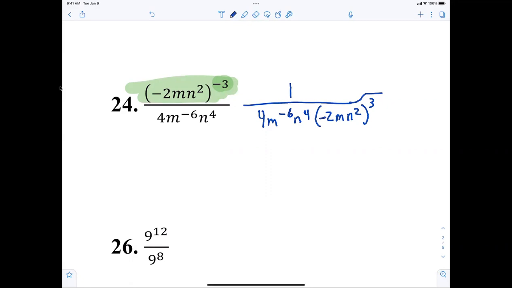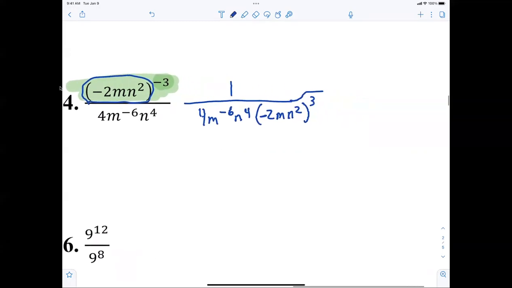So far, so good. We have positive n squared, wouldn't that stay at the top? No, this whole thing right here, this whole thing is to the -3, right? The whole thing goes to the bottom. I understand the difficulty. That was hard.